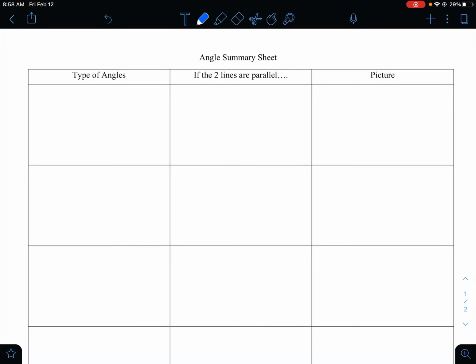Hi Math 2 students, so today we're going to learn about different angle relationships that are made when you have two lines that are cut by a transversal or another line. Alright, so the first one we're going to learn about is alternate interior angles.